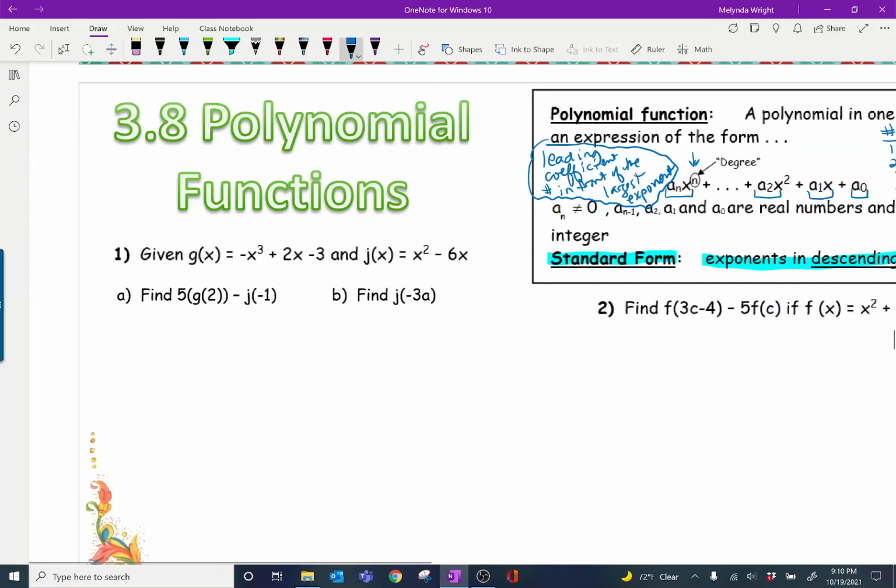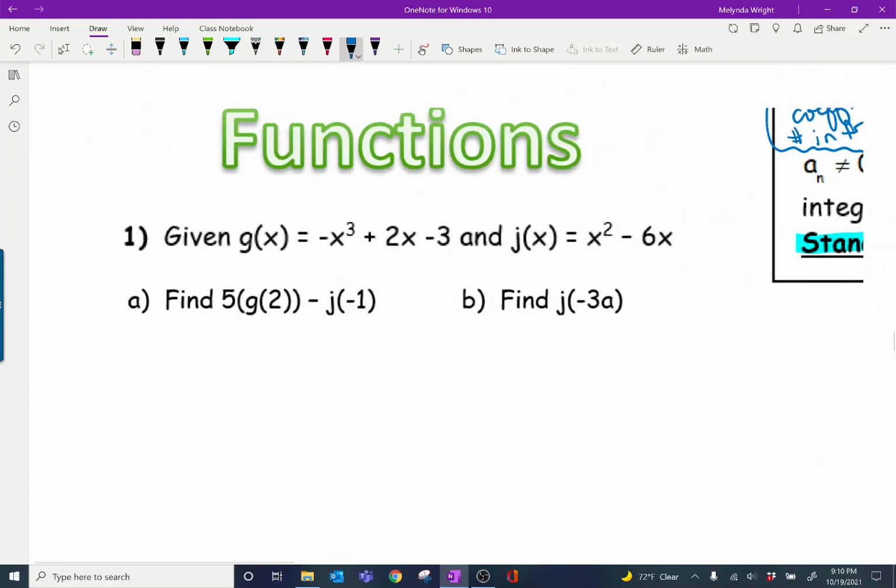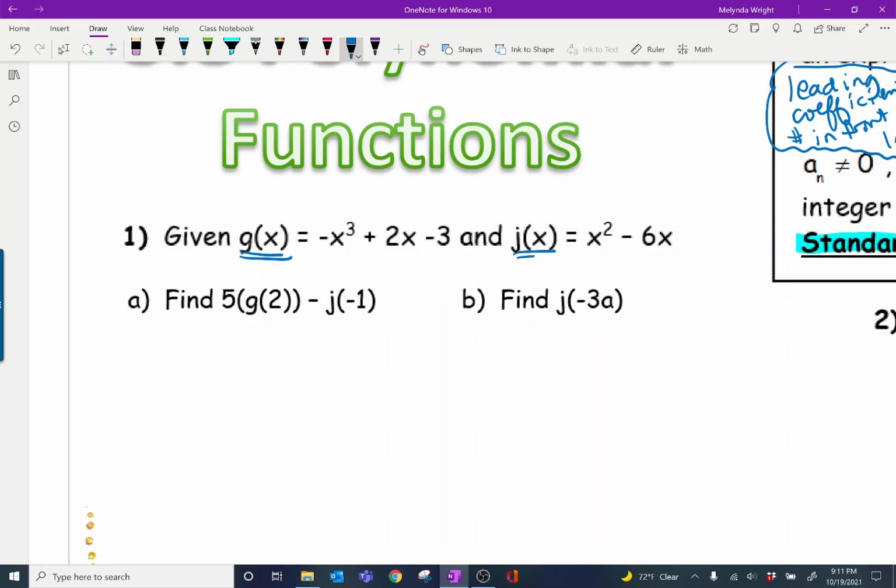These first examples have to do with function notation and finding particular combinations of these 2 functions. I have a function, the name of this one is g, and the name of this one is j. And so on this first problem, part A, they want us to take 5 and multiply that times g of 2, and then they want us to subtract j of -1 from that. So we have several things to accomplish.